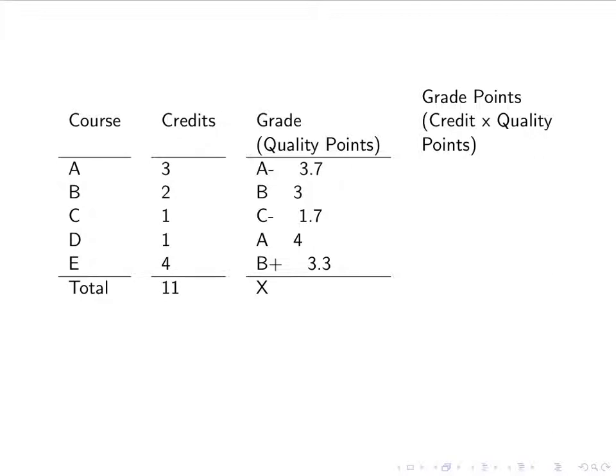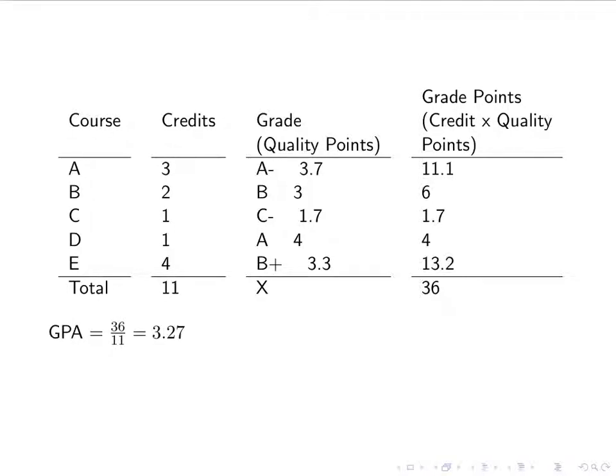Can I multiply 3 times 3.7? Can I multiply 2 by 3? 1 by 1.7? 1 by 4, those are the nice easy ones. 4 by 3.3. Once I have the individual ones, I'll add them up. I get a really nice even 36. To find the GPA, I'm going to divide the two. 36 by 11. Again, to 2 decimals, 3.27.